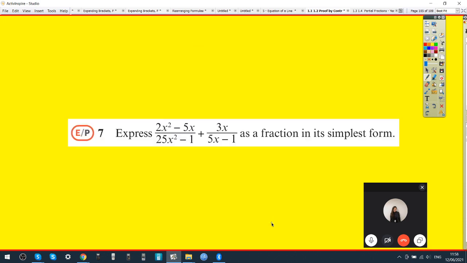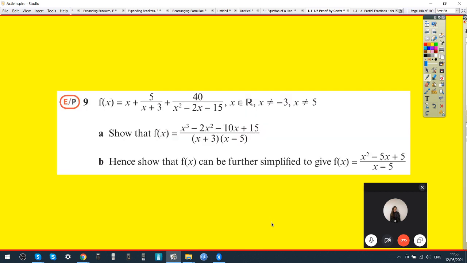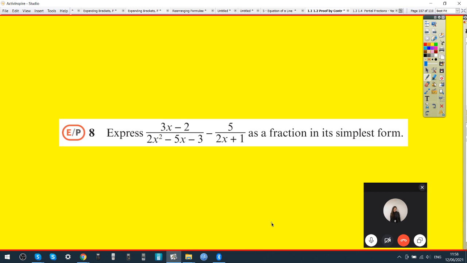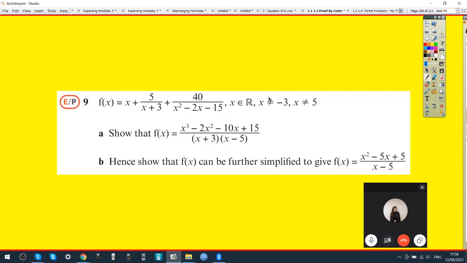So that same idea. I think it's good. I'm missing the answer for 8. So 9 is 3 things. You bring them together.